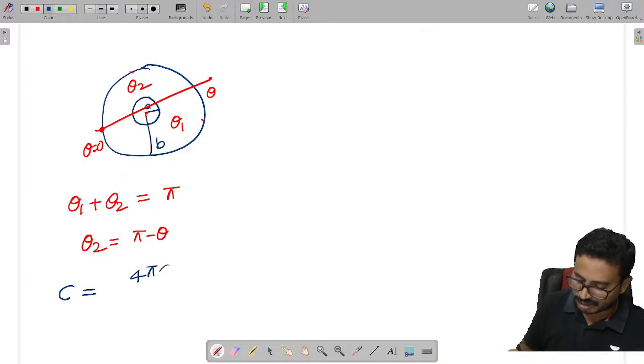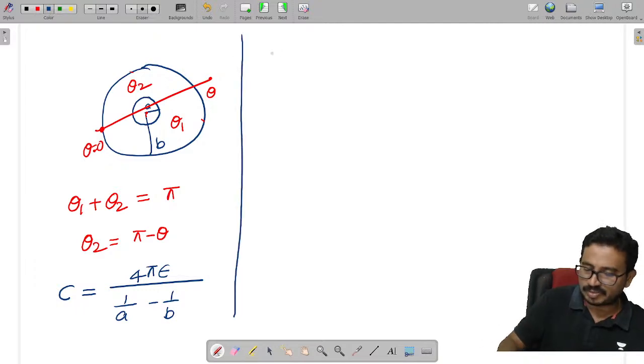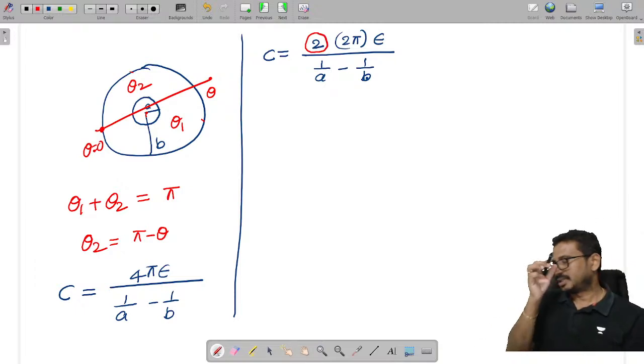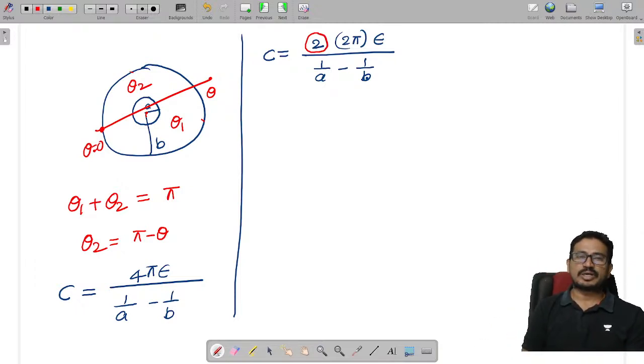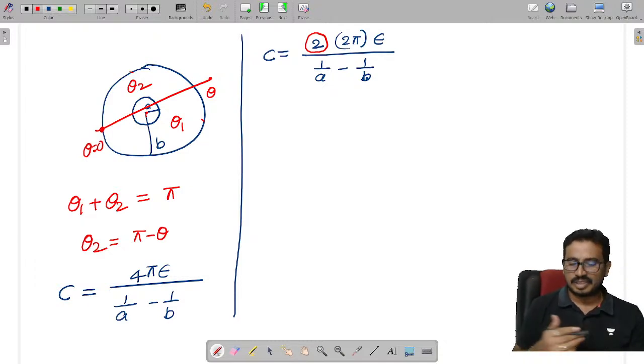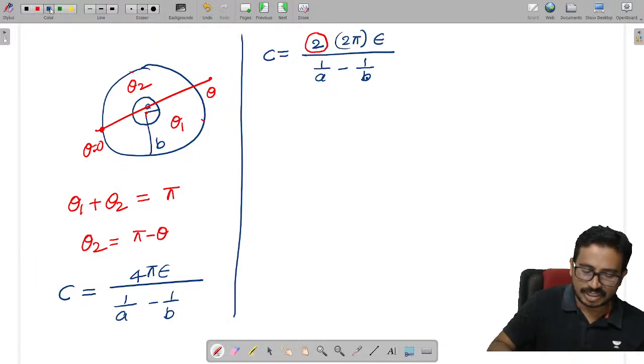That is 4 pi epsilon by 1 by A minus 1 by B. How did I split this 4 pi? Check. I am splitting this as 2 into 2 pi epsilon by 1 by A minus 1 by B. What are the variable parameters here? This is a variable quantity. 2 pi is because of phi. Here theta has changed. Theta limits are from where to where? 0 to pi.